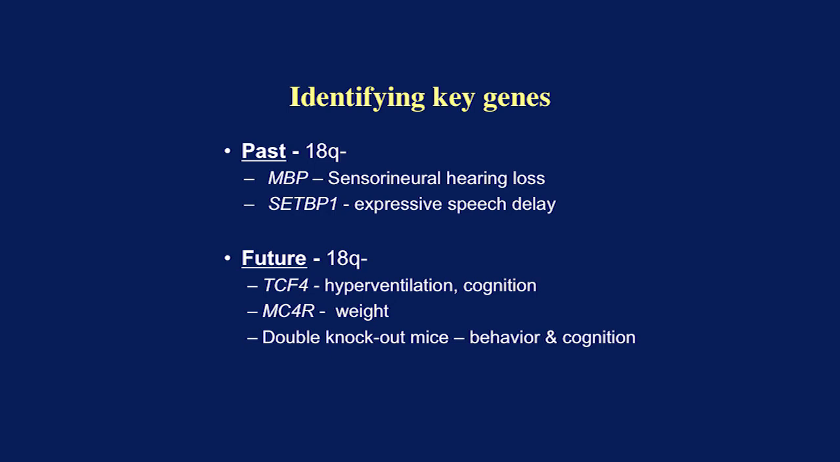For 18q-, just to name a few, we identified MBP as important in sensorineural hearing loss and the SETBP1 gene as important in expressive language. Ongoing and future work involves trying to appreciate the physiological impact of a TCF4 deletion on brain development and an MC4R gene deletion on weight. In addition, we're also investigating the role of specific genes on behavior and cognition in mice with deletion of these genes. This information can provide the initial insights into what to look for in people with a deletion of that gene.